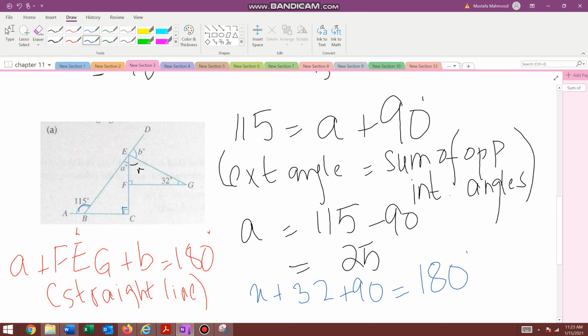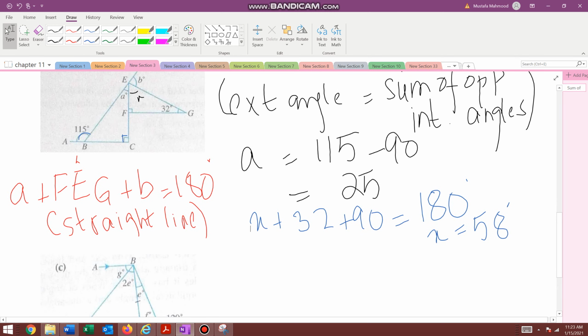So now if you solve this for the value of x, you will bring 32 and 90 to the other side and subtract that from 180, and that will give you 58. So the value of x is 58. X was the angle FEG.